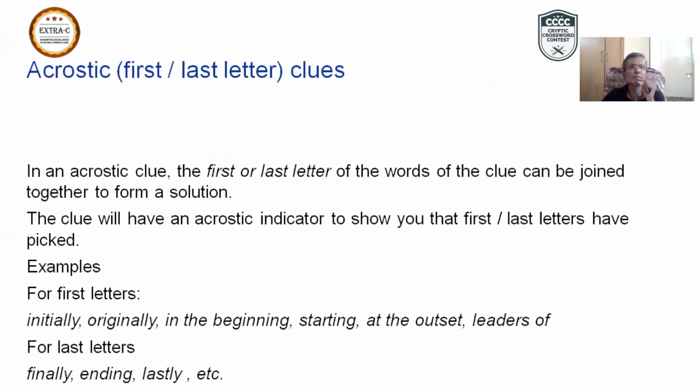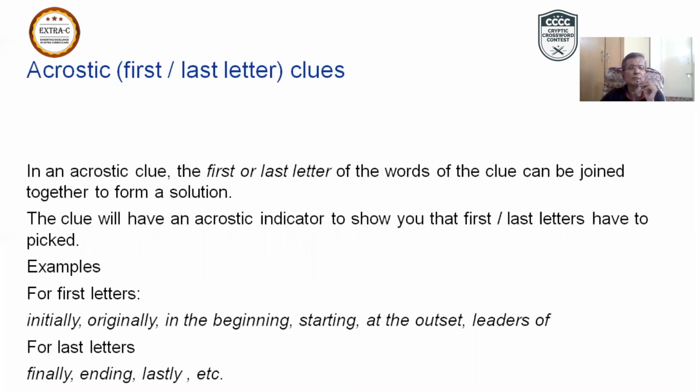Let's look at the next type of clue, which is also very simple, which is called the first or last letter clues or acrostic clues. Here, the final answer is built by taking the first letters of some of the words in the clue, or in some cases, the last letters of some of the words in the clue. And again, there is an indicator, what we call the acrostic indicator, which tells you whether you should pick the first letters or the last letters.